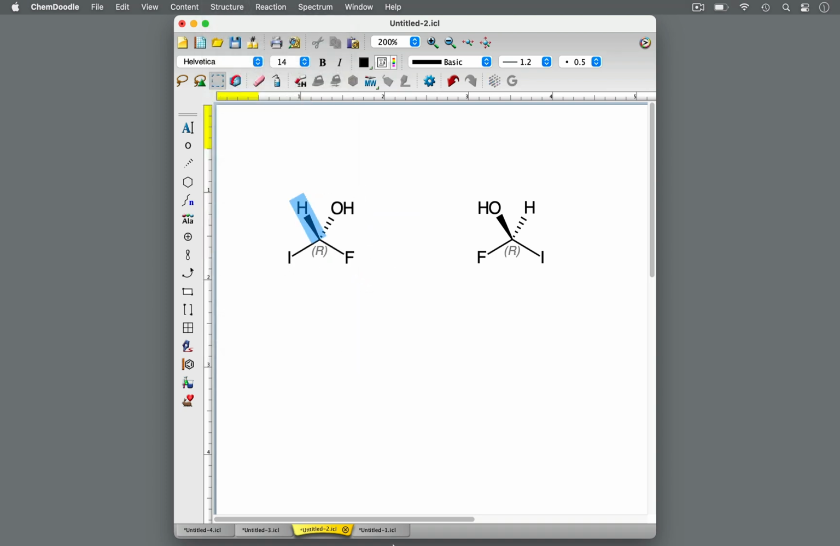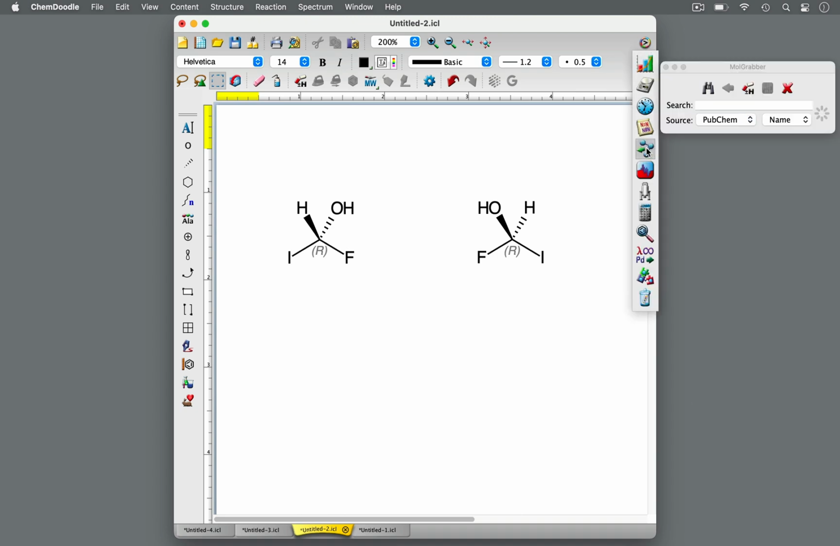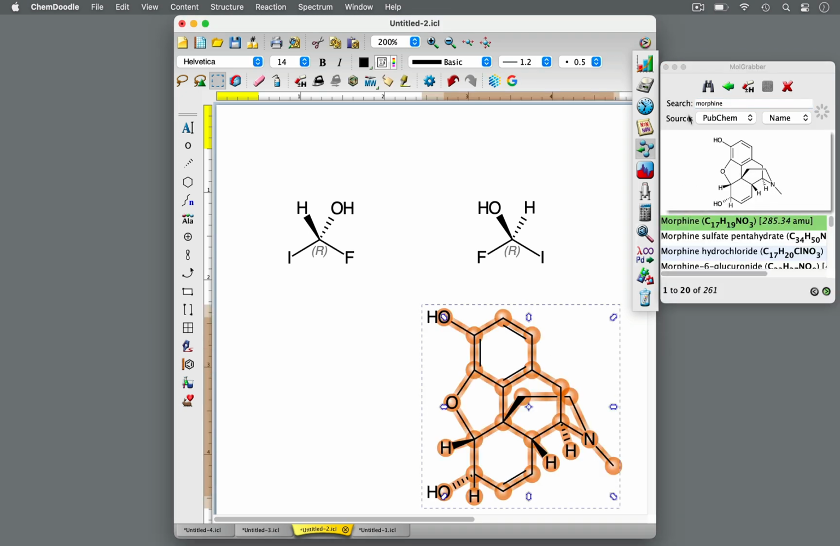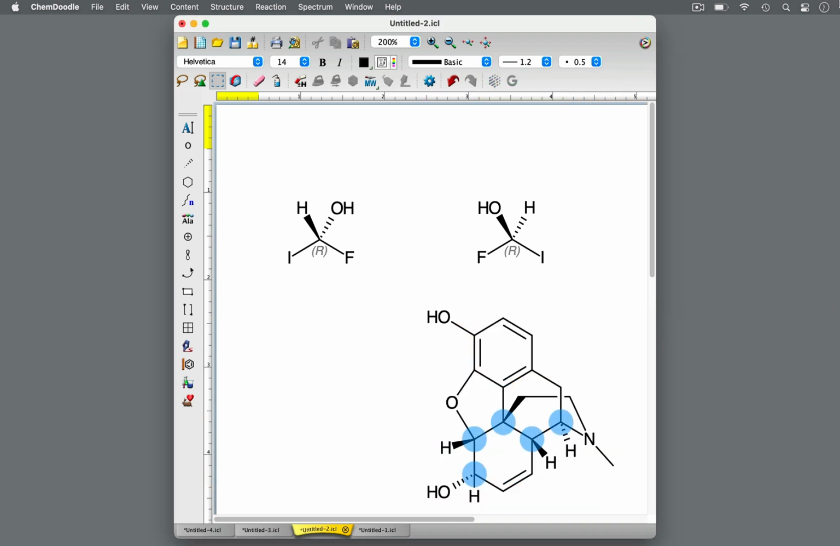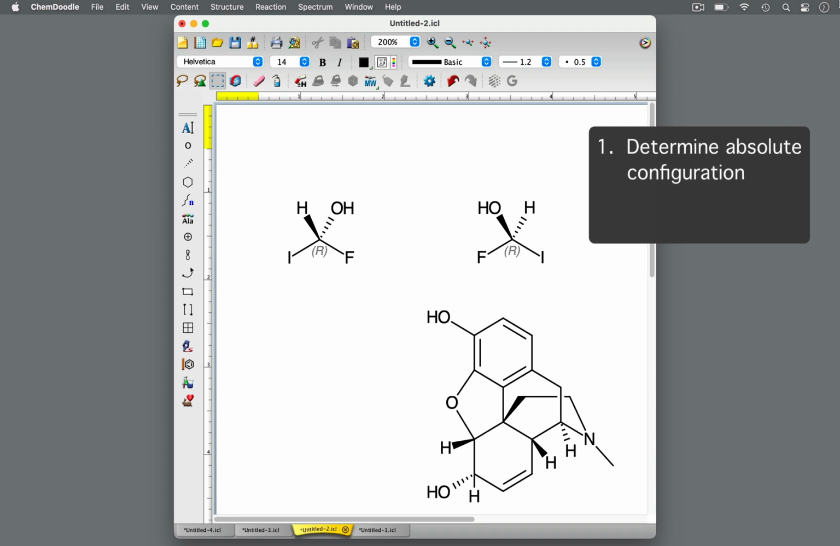When the lowest priority group is directed toward us out of the plane of the screen, we can flip a molecule over to determine absolute configuration. However, flipping a molecule can be challenging to picture without a 3D model, and with more complicated molecules, such as morphine, with 5 chiral centers, flipping the molecule becomes impractical. So here's a trick to easily determine the absolute configuration of a stereocenter when the lowest priority group is oriented toward us. Simply determine the absolute configuration of the stereocenter, and then change it to the opposite.